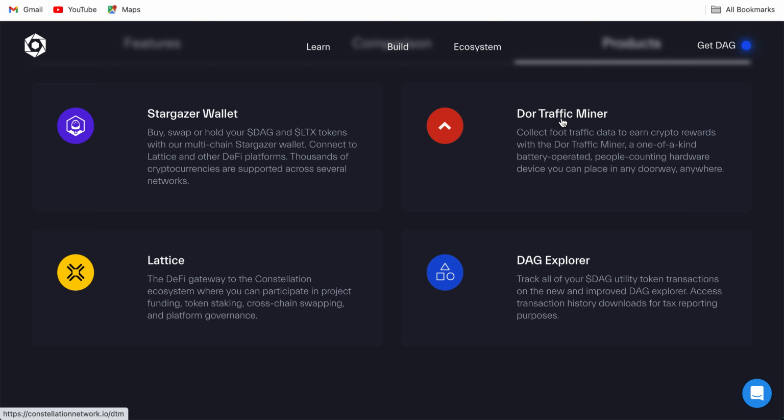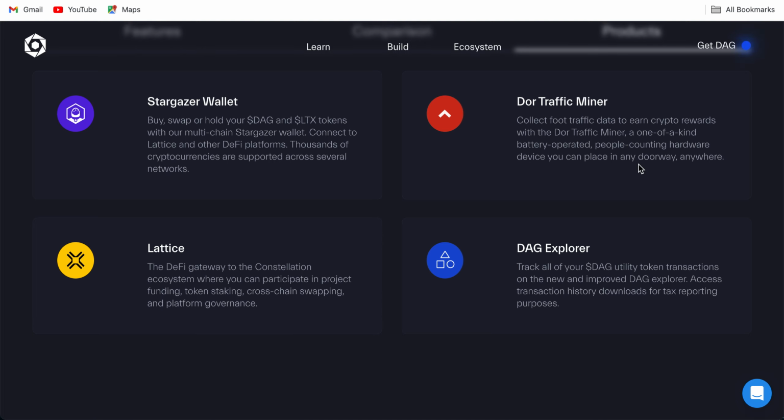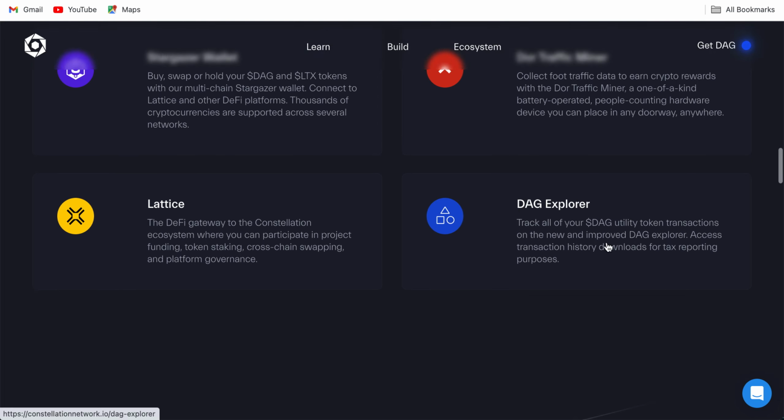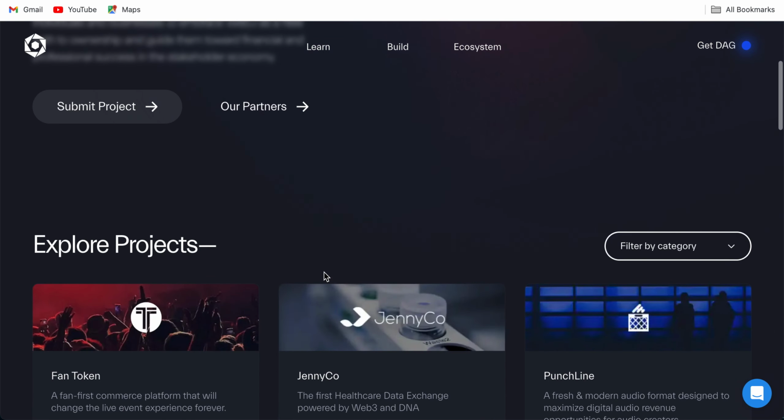Stargazer wallet, Door traffic miner. Collect foot traffic data to earn crypto rewards with the Door traffic miner, a one-of-a-kind battery-operated people-counting hardware device you can place in any door, anywhere. This is the DAG Explorer. Track all of your DAG utility token transactions on the new and improved DAG Explorer. So guys, let us check out the DAG ecosystem.